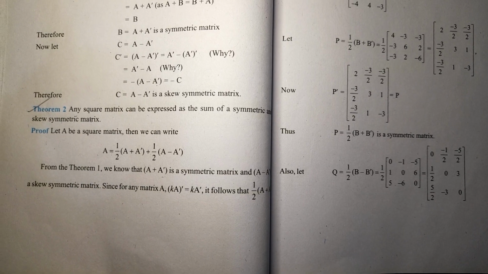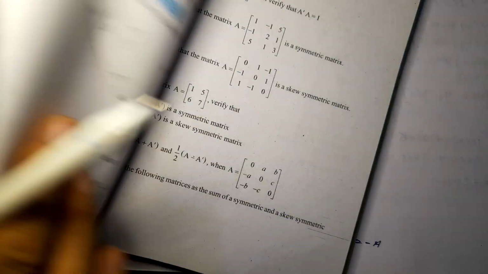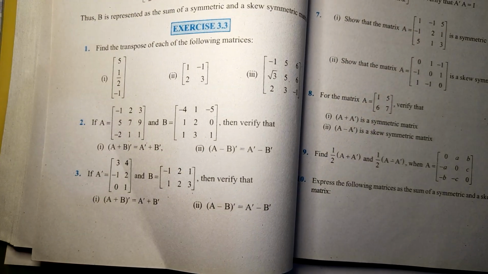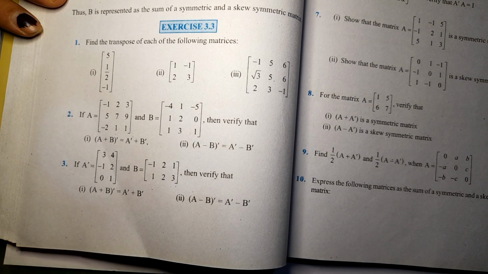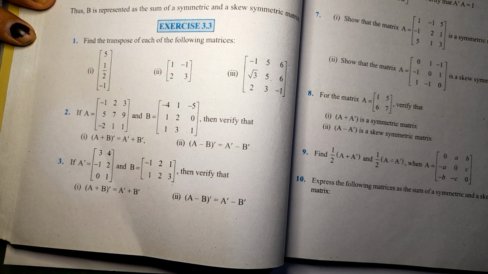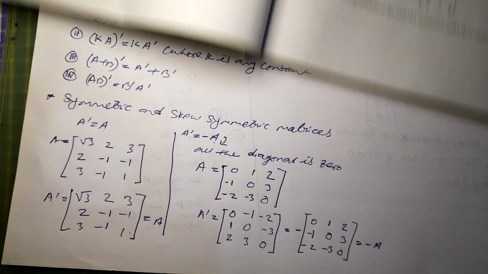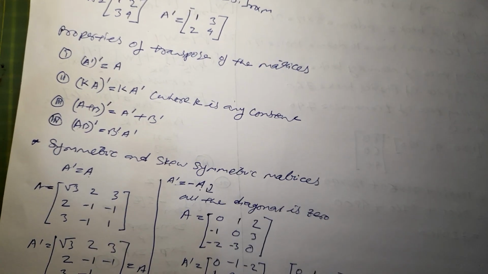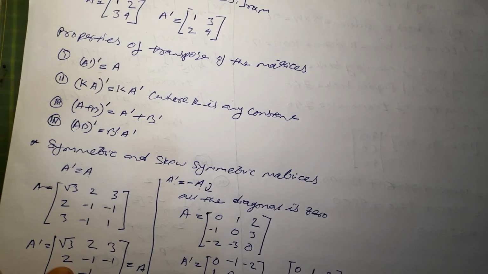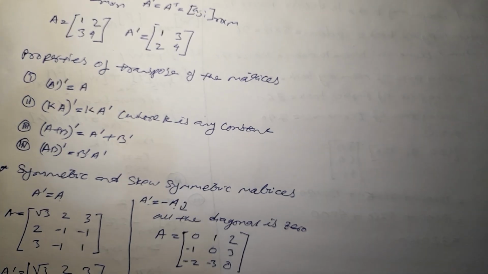So now the exercise. The first exercise, Exercise 3.3, question number 1: write the transpose of each of the matrices. It means you have to change the rows to columns. I think it's sufficient.